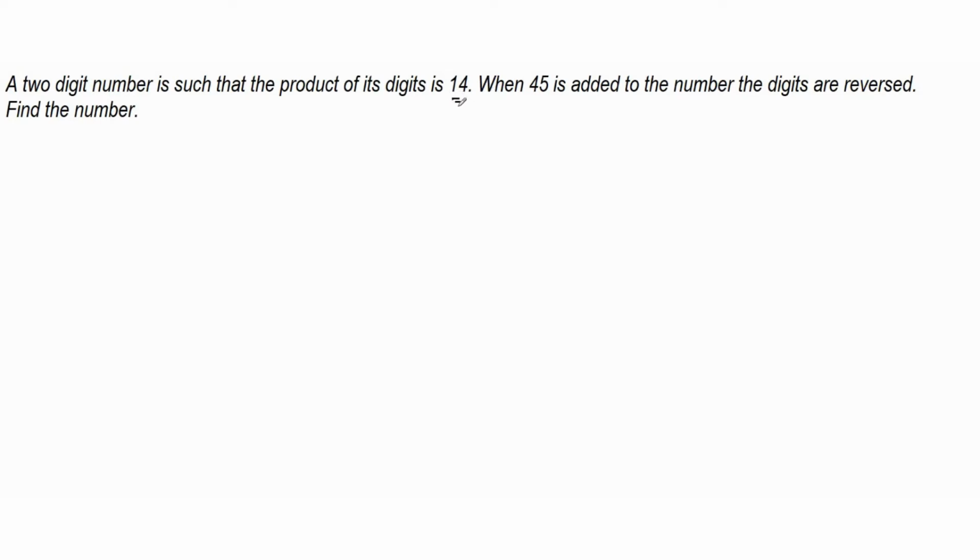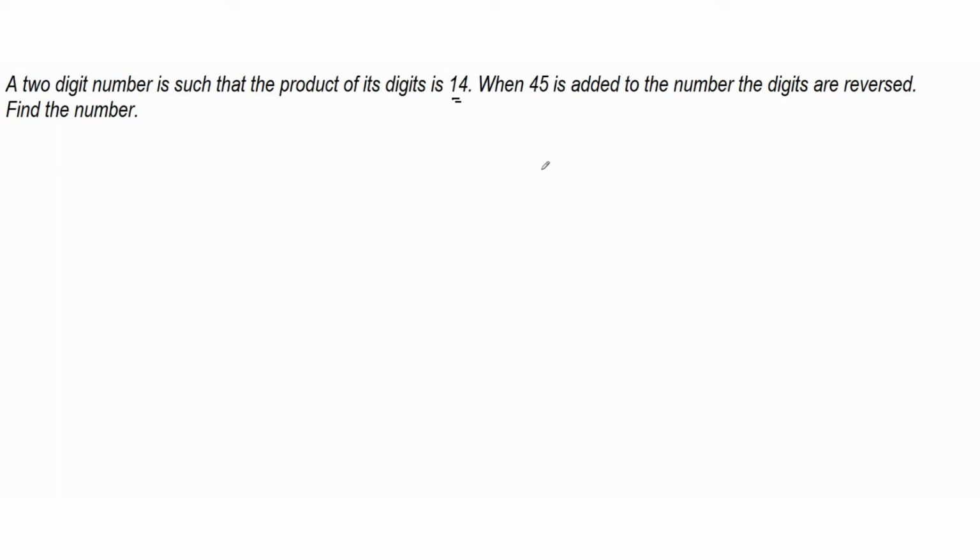Product of digits is 14. The only possibility is when the digits are 2 and 7, right? There's no other factor where both the numbers are single digit numbers. So 2 and 7 is the only option. Therefore, the number is going to be either 27 or 72.